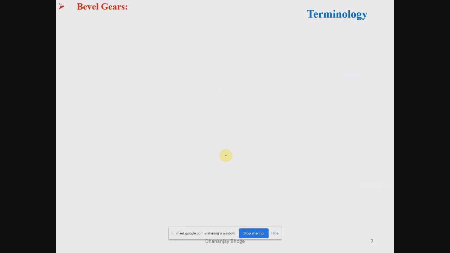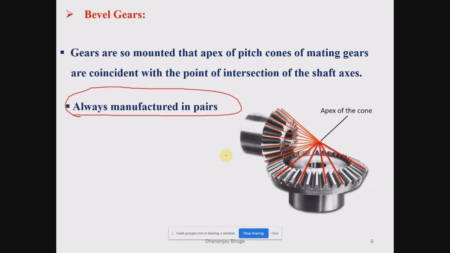So these are non-interchangeable gears. एक खराब झाला की नवीन जोडी बाजारातून आणायची, दुसरा चालत नाही. Okay, you cannot replace driving member or driven member separately.